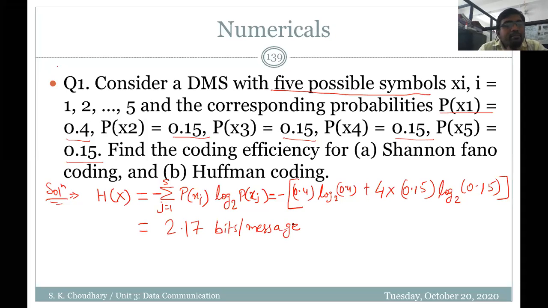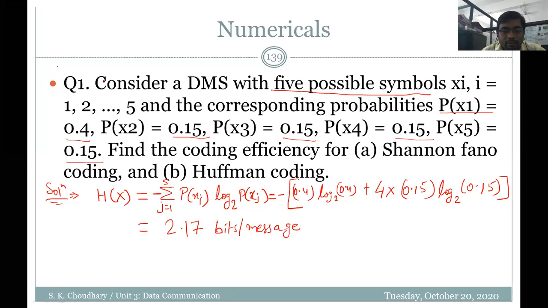So up to this point, it is very clear what you have to do. You have to always be ready with your calculator, because it is required in the examination. Without a calculator you can't solve these numericals. Log base 2 of 0.4, 0.15, this kind of value cannot be solved without calculators. So you have to keep a scientific calculator with you. Now this entropy is common for both Shannon-Fano coding as well as Huffman coding.